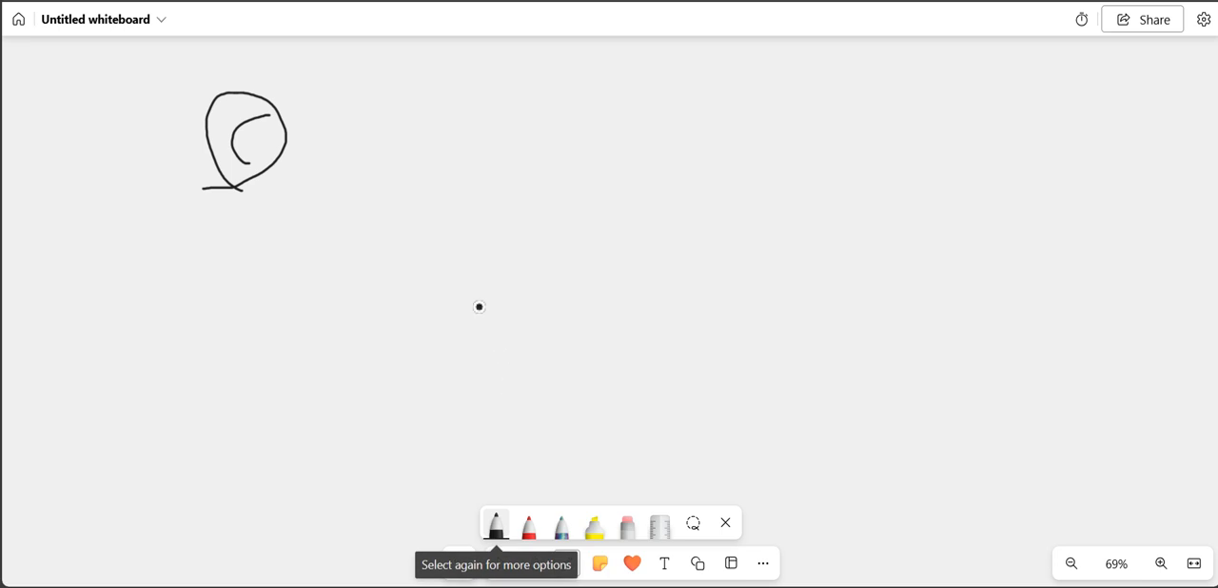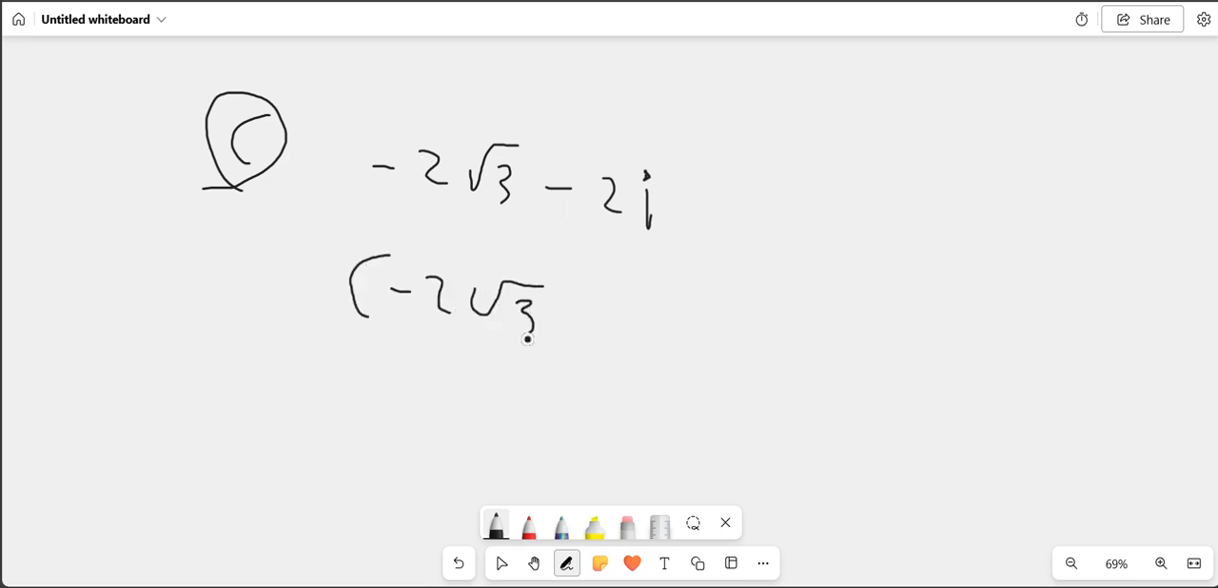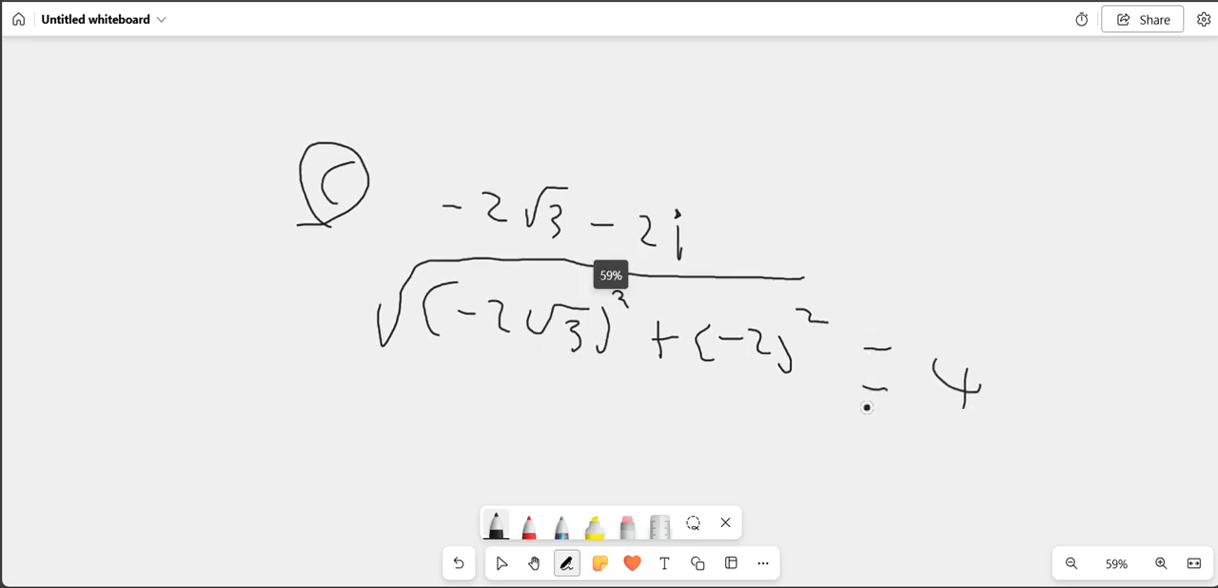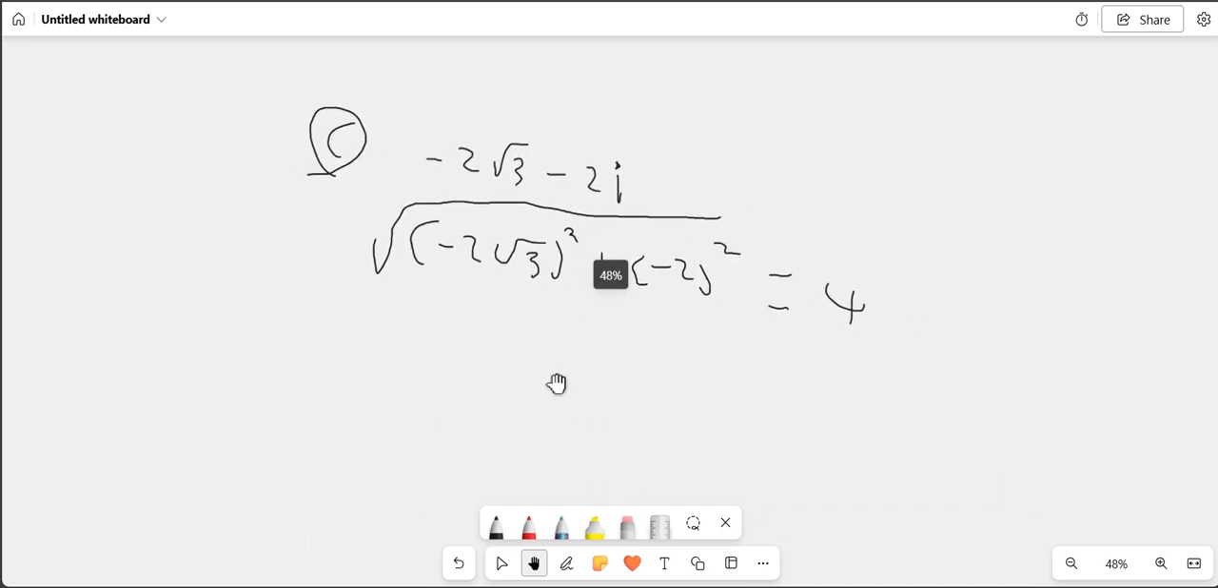C is minus 2 root 3 minus 2i. Now listen, word of advice here: first find the modulus. The modulus is easy, it's the square root of minus 2 root 3 squared plus minus 2 squared. And I believe that's 4, I have it written down.